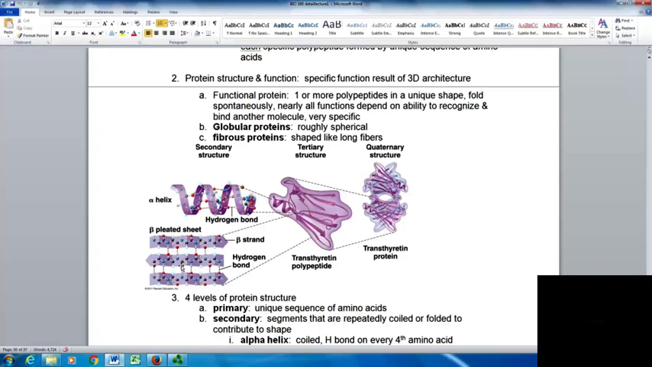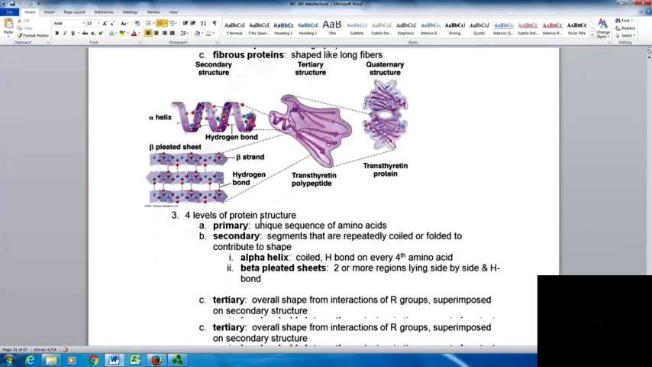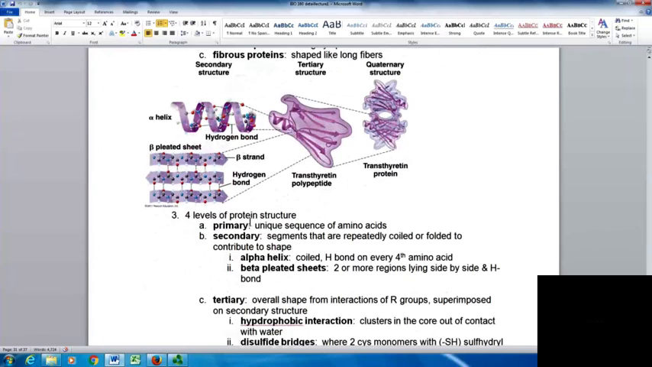Some of them will be globular proteins that are roughly spherical. Others are more fibrous proteins. They're going to be shaped like long fibers. We have 4 levels to protein structure. Your primary structure is determined by the sequence of amino acids. This is actually coded in your DNA, and the genes will tell you what order to put the amino acids in. Your secondary structure is going to take segments that are repeatedly coiled or folded to contribute to the shape.